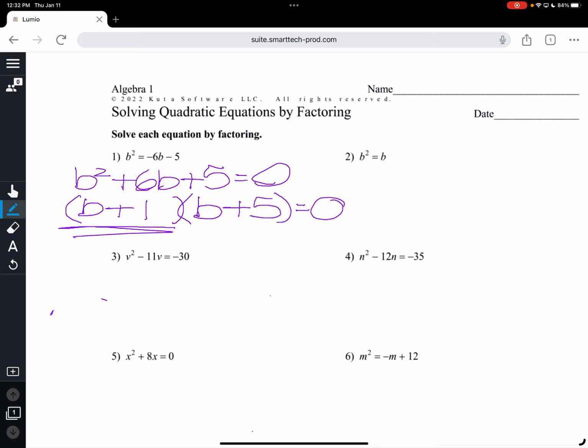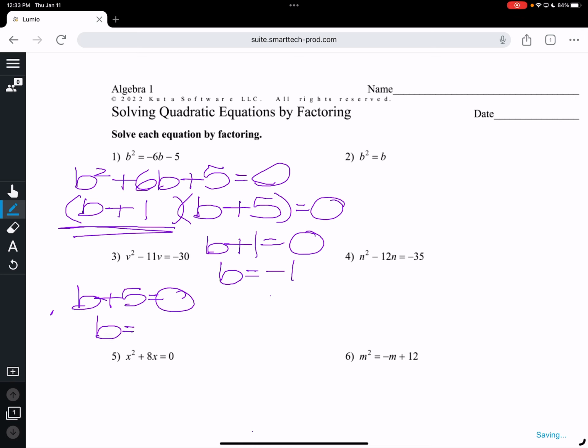Are we going to be graphing this? Eventually. So let's just solve the problem first. So we'll say b plus 1 equals 0. So what is b going to be, just to isolate? -1. Then when we say b plus 5 equals 0, then what does b equal? 5. No. -5. Oh, yeah. So your two answers, you can say b equals -1 or -5.